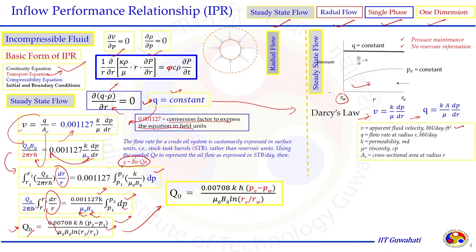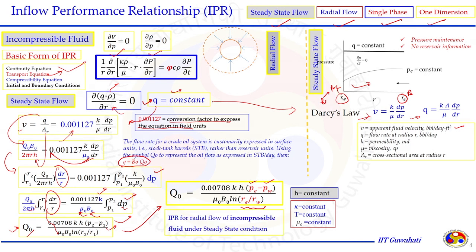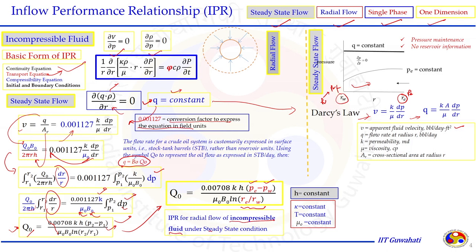So rw is the radius of the wellbore, and the pressure at this condition is pw, sometimes denoted as pwf also. This is the wellbore pressure, also called sand face pressure. At the reservoir radius re, far away from the wellbore, we have the pressure pe. So pe and pw are put for P2 and P1. Similarly, in the radius we put re and rw. This is the expression we obtained with certain assumptions: h is constant, permeability is constant, flow is happening under isothermal condition, meaning T is constant, and mu 0, the viscosity of oil, is also constant. By adjusting this equation, we got the IPR equation for the radial flow of incompressible fluid under steady state condition.